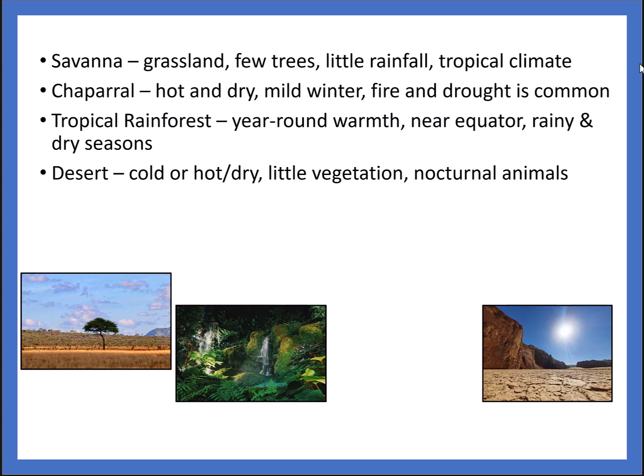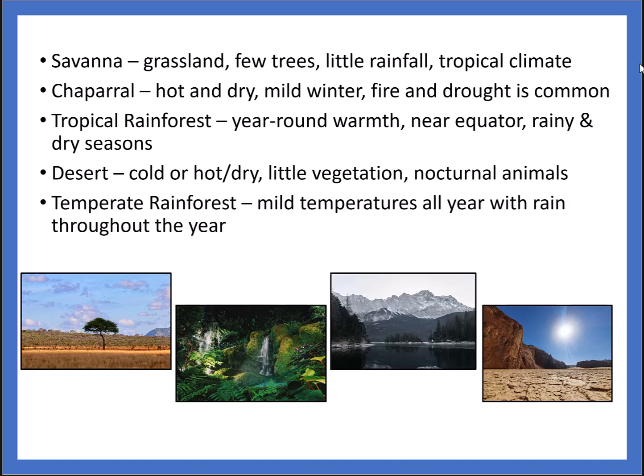Deserts, as you might imagine, can be cold, but they are regularly hot and dry, always dry. There's little vegetation, and they often have nocturnal animals, especially in the very hot deserts. Those nocturnal animals will come out at night to hunt and forage because it's too hot during the day. And then temperate rainforest has milder temperatures all year with rain frequently throughout the year.